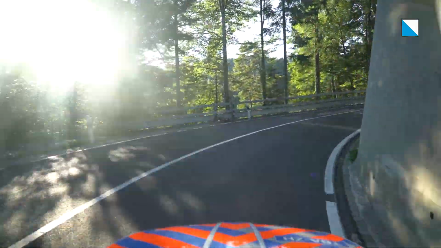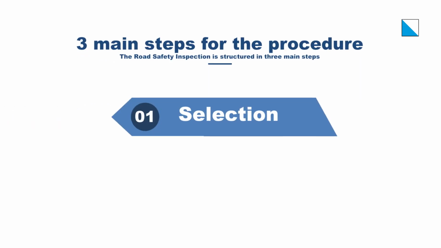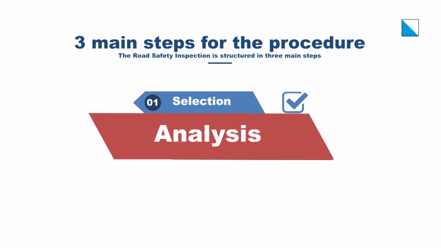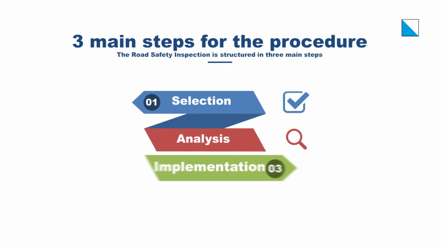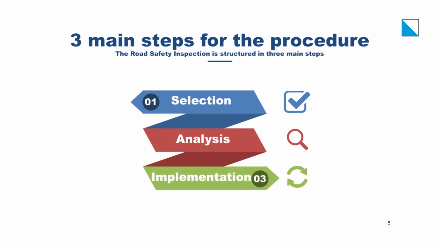We call these inspections RSI. RSI stands for Road Safety Inspection. The RSI has three main steps. The first step is the selection of the route. The second step is the analysis. We drive along this route and look for safety deficits. The third step is the implementation. We check how well our measures have worked.